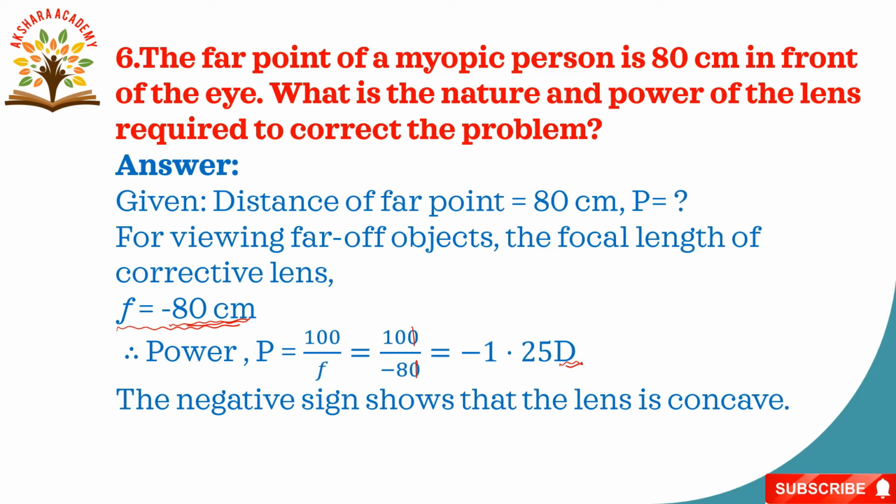Here the negative sign shows that the lens is concave. For a concave lens the focal length is negative. Similarly, in the case of power also, if you get a negative sign, it shows that the lens is concave. Suppose it is positive, then the lens is convex. The focal length of a convex lens is positive, the focal length of a concave lens is negative. Okay, next we will go to the next question.